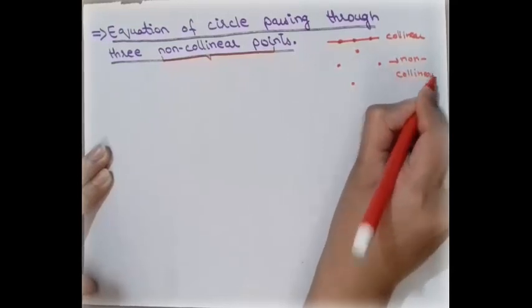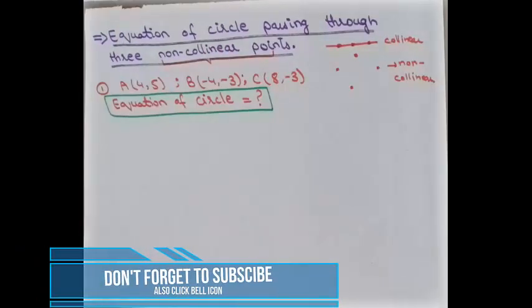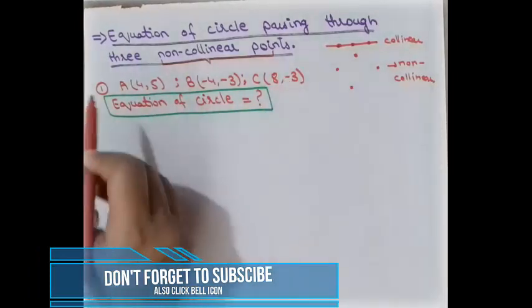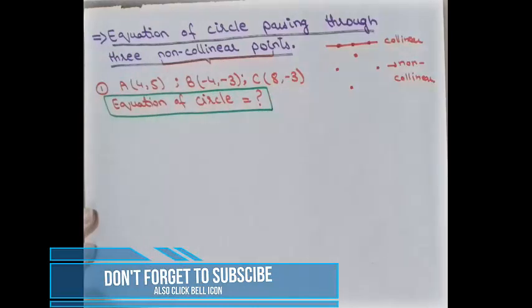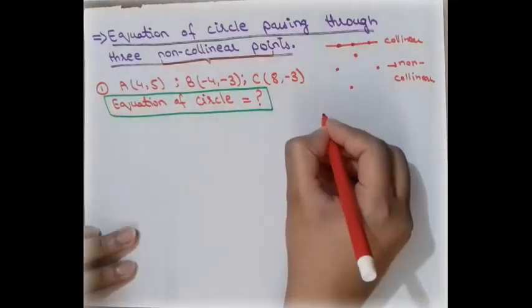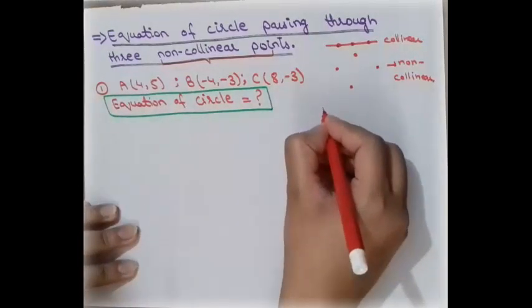First of all, to understand this concept, here is a question in which we are given three non-collinear points and we are required to find the equation. First, we plot these points on a graph to check whether they are collinear or not, to form a circle. Then we find the equation of the circle.